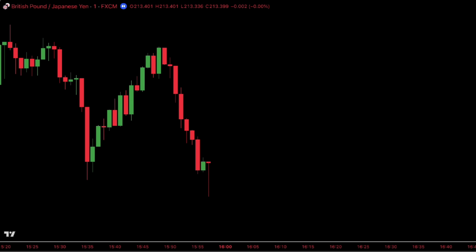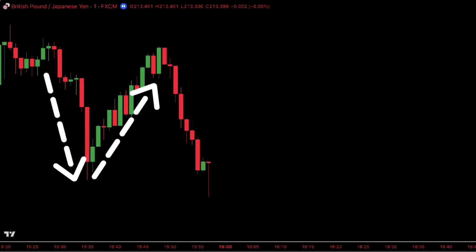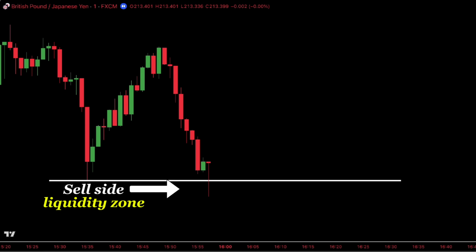Now let's look at another chart example. This is the British pound and Japanese yen on the 1-minute chart. As you can see, the market hits this level and reverses, forming a support level. This level represents sell-side liquidity.